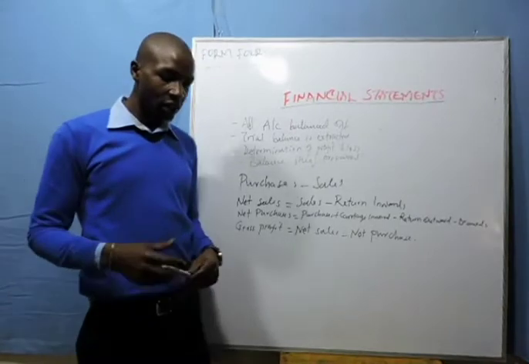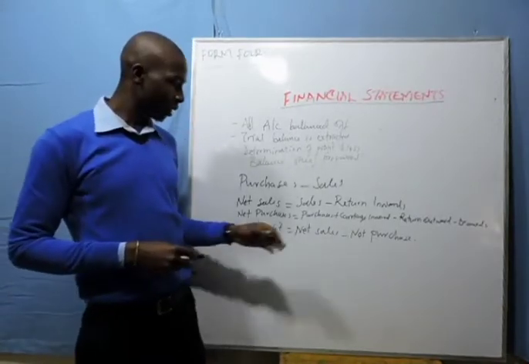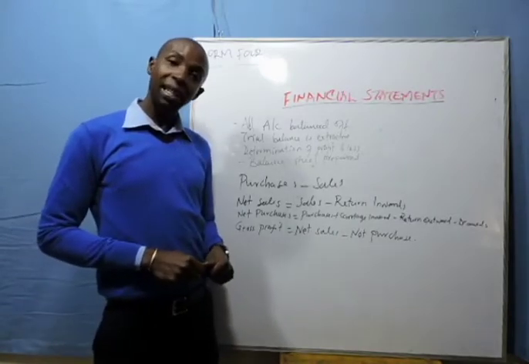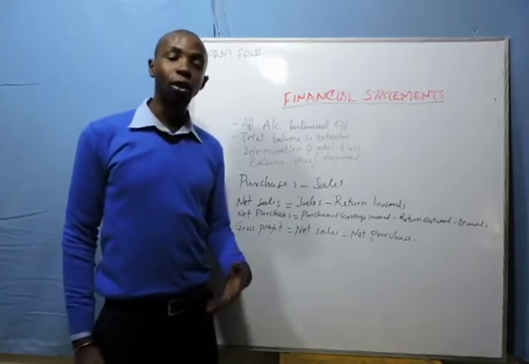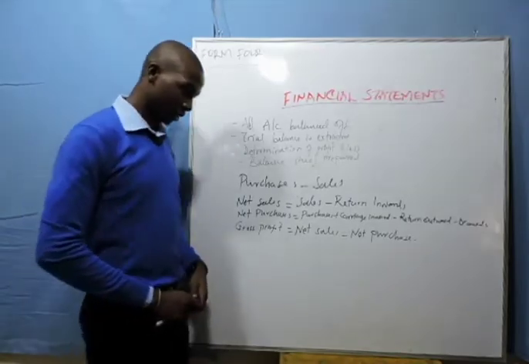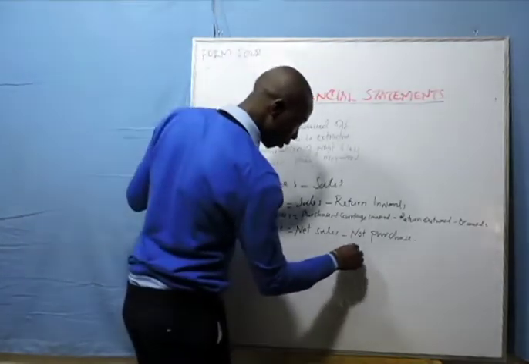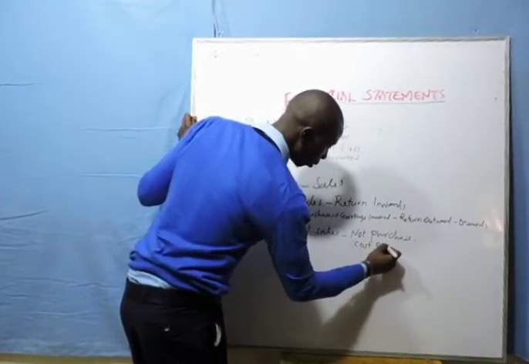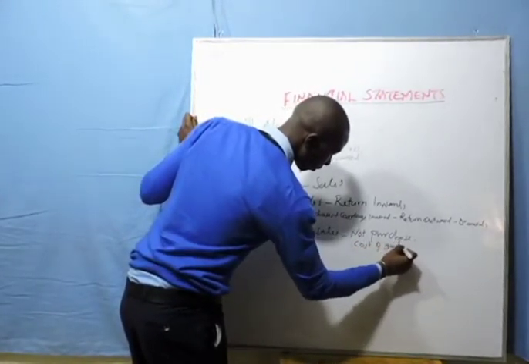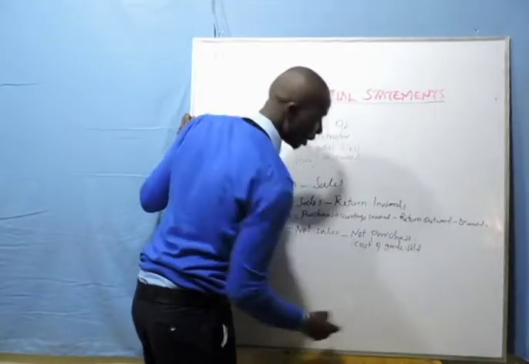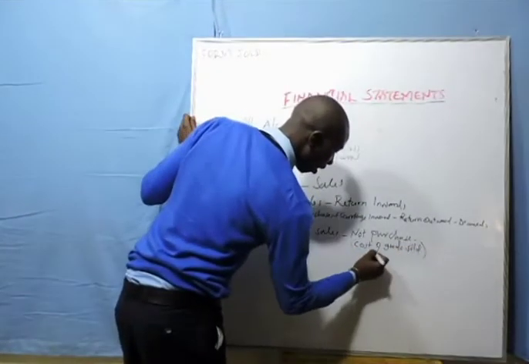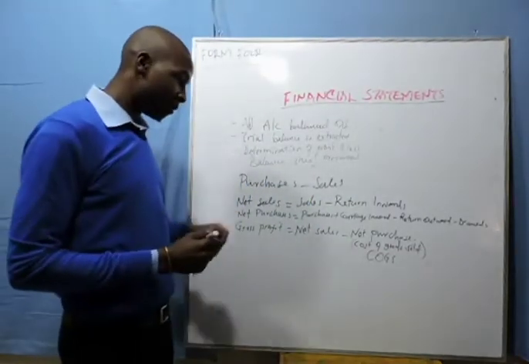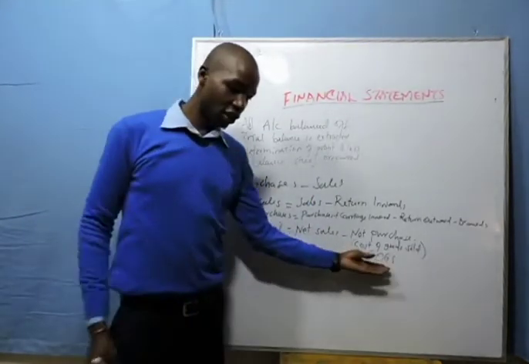So let's see what we called net purchases. Net purchases are basically the cost of goods sold, which can be abbreviated as COGS. Yes, we will be abbreviating it as COGS.